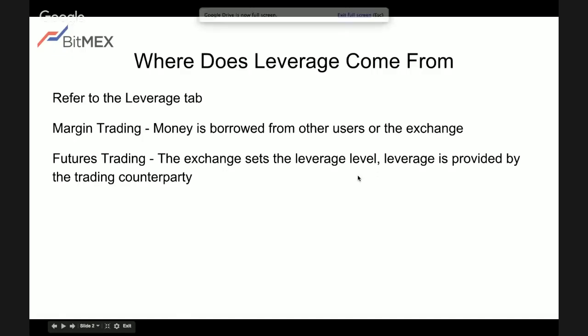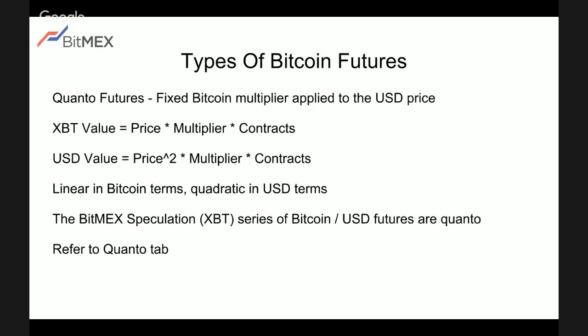Okay, so now we've gone over quickly the differences between leverage, where it comes from, and spot margin and futures trading. Now let's move on to what types of futures contracts exist in the Bitcoin universe. So there are two types of futures contracts that are popular today on the BitMEX platform. The first are what we call quanto futures. Basically, that means we take a fixed Bitcoin multiplier and apply it to the Bitcoin price quoted in US dollars.